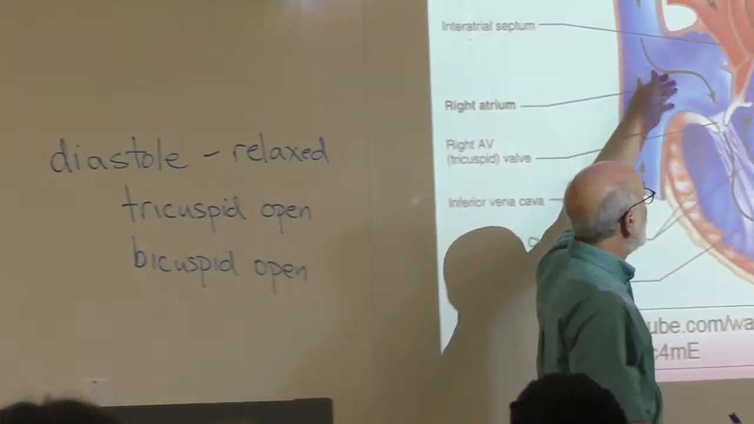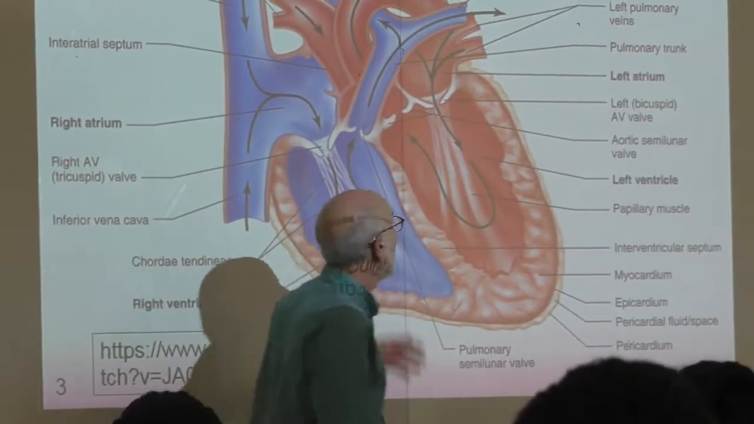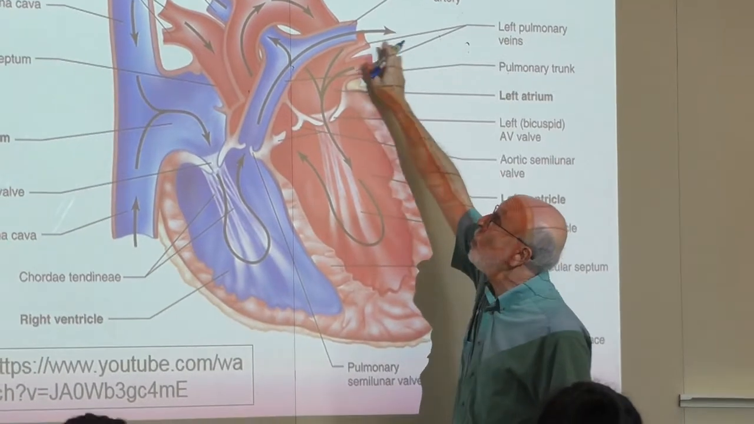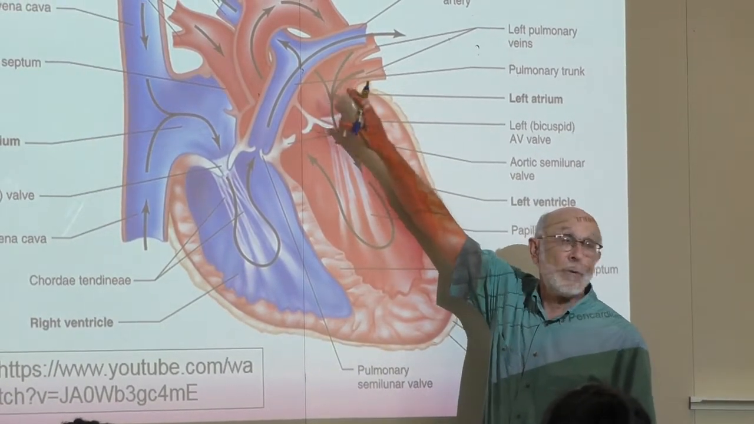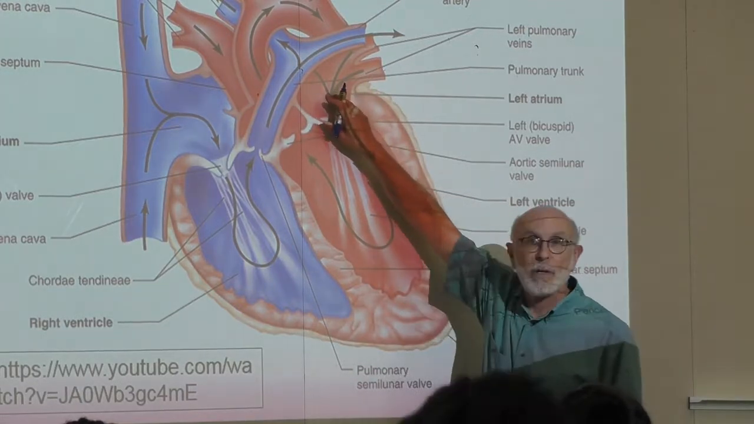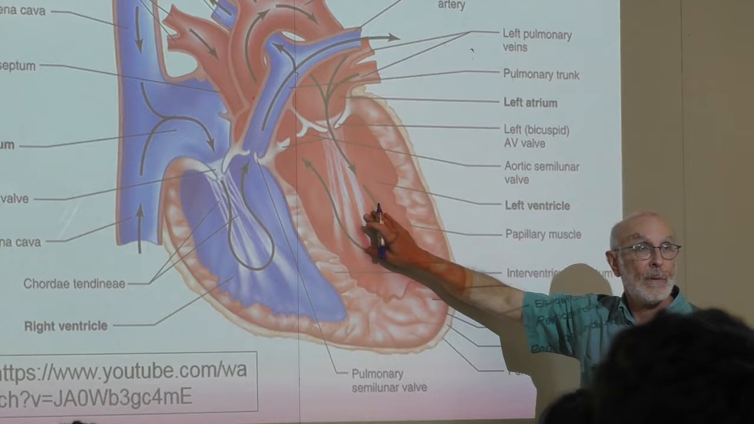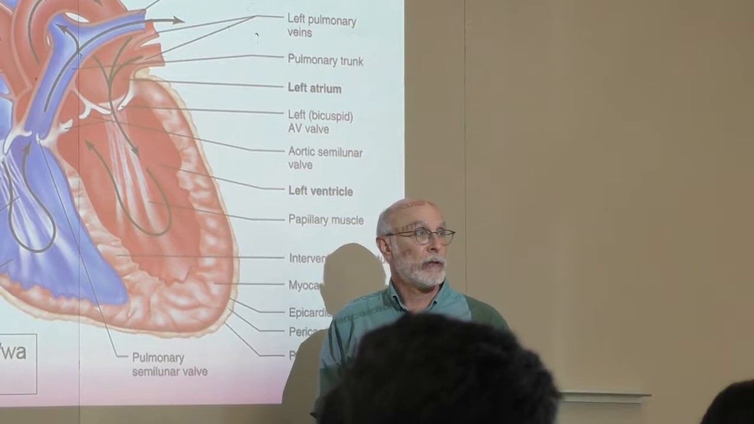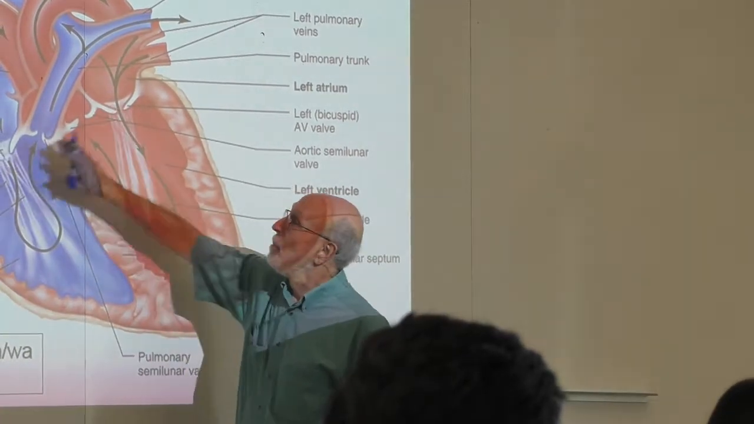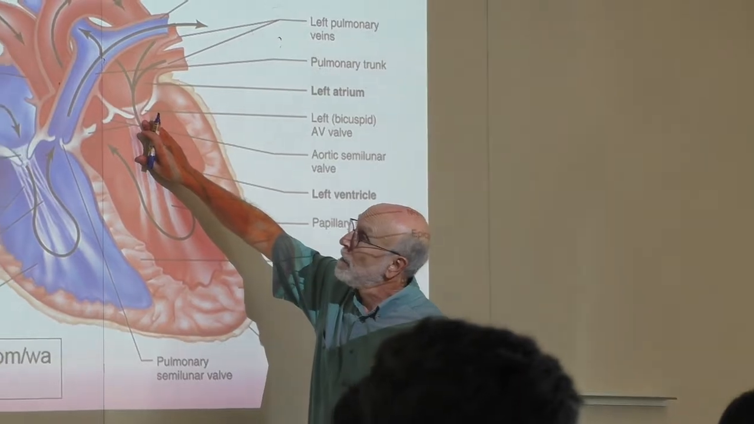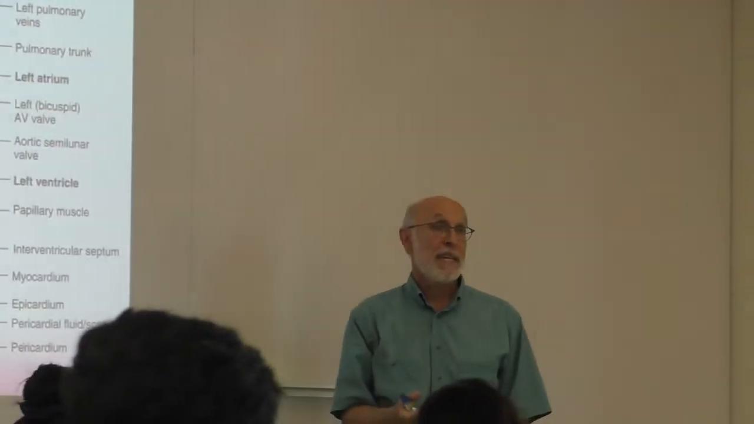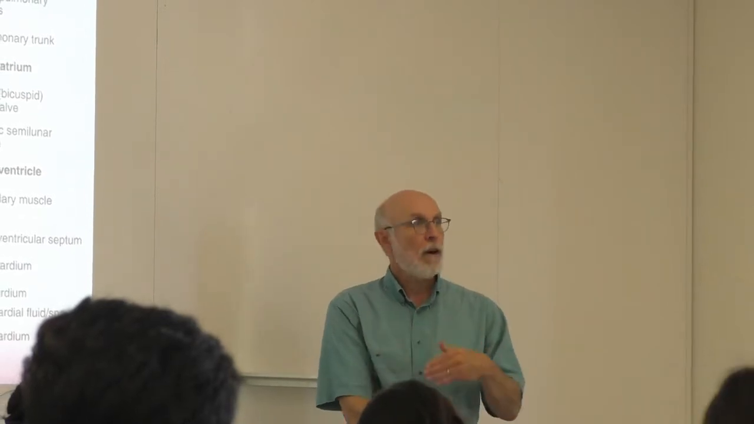So systemic blood is returning to the right atrium and right ventricle, and oxygenated blood from the lungs is returning through the pulmonary veins into the left atrium and into the left ventricle. That's diastole. Blood return, filling of the ventricles through open tricuspid and bicuspid valves. Then the heart triggers itself to beat. We're going to, within a half an hour, talk about the trigger for the heartbeat.